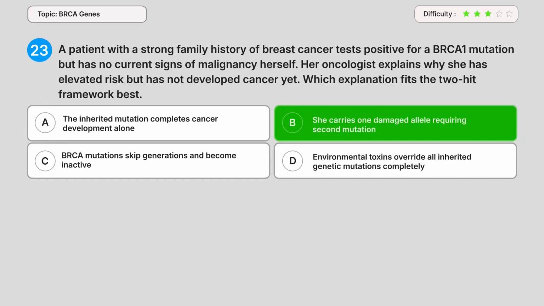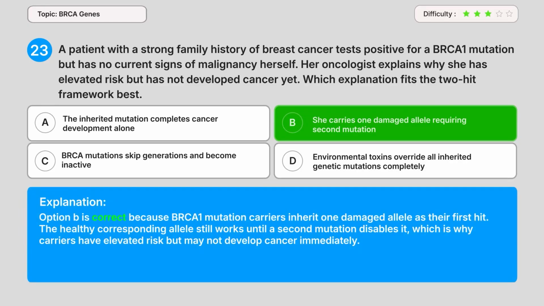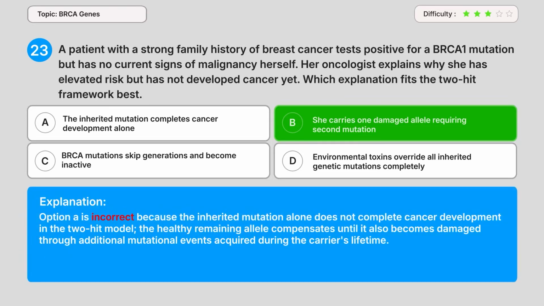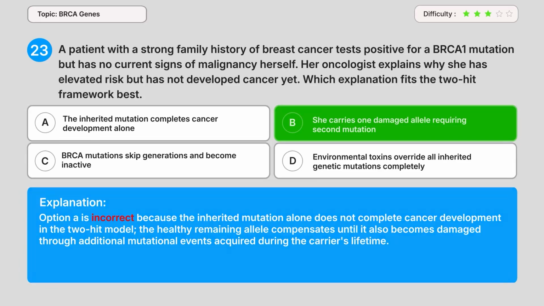Correct answer, B. She carries one damaged allele requiring second mutation. BRCA1 mutation carriers inherit one damaged allele as their first hit. The healthy corresponding allele still works until a second mutation disables it, which is why carriers have elevated risk but may not develop cancer immediately. Option A is incorrect because the inherited mutation alone does not complete cancer development in the two-hit model. The healthy remaining allele compensates until it also becomes damaged through additional mutational events acquired during the carrier's lifetime.